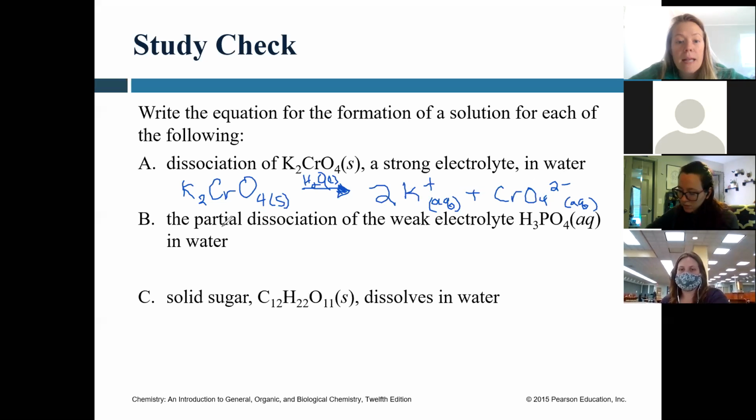Okay. Next one, partial dissociation of a weak electrolyte. So H3PO4.